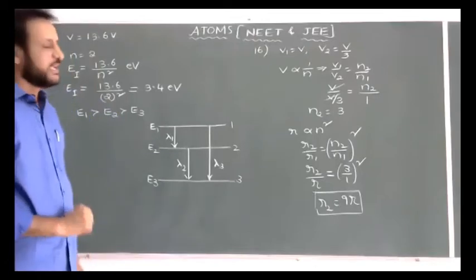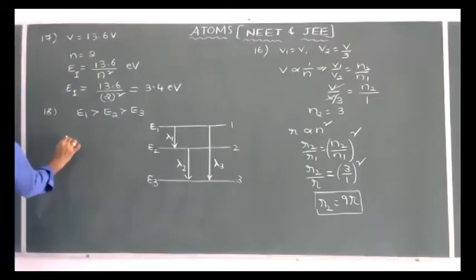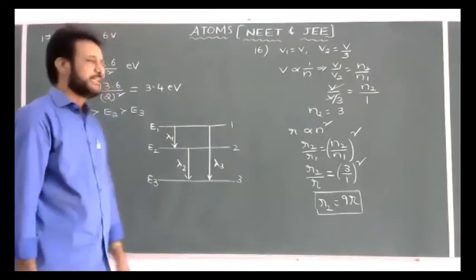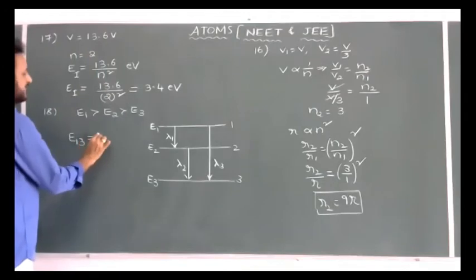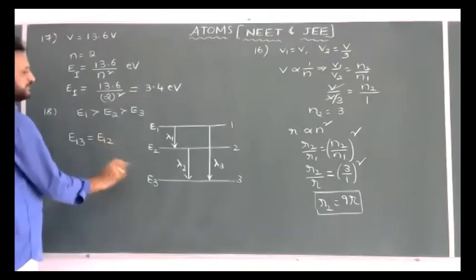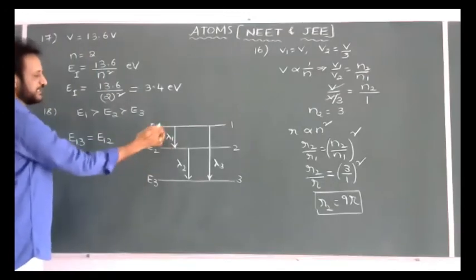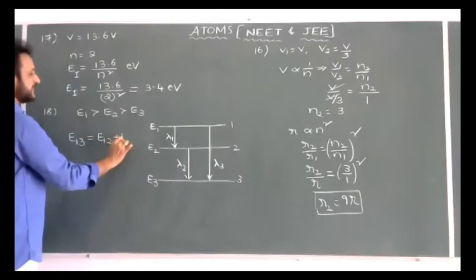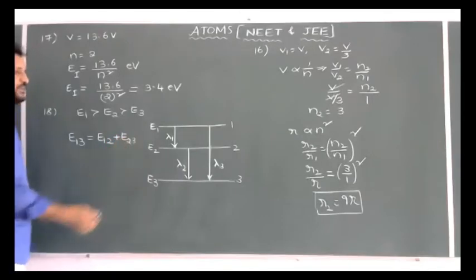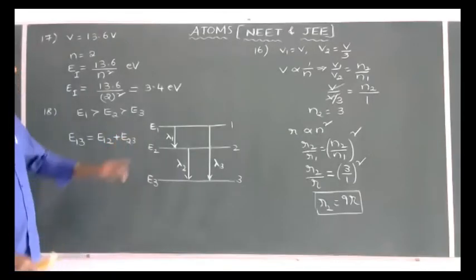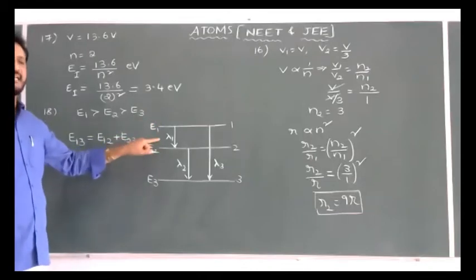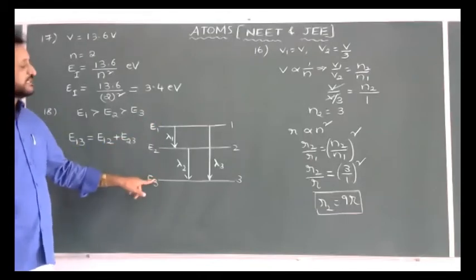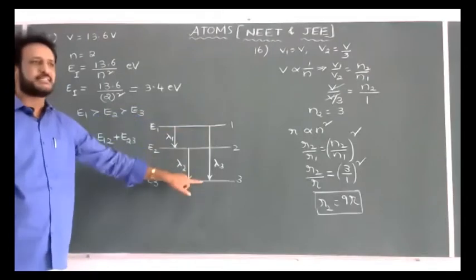Correct relation. Whenever the electron jumps from the first to the third orbit, I'll take the energy difference as E13. It must be equal to E12, the electron jumping from the first orbit to the second orbit, plus E23. So if you add the energy difference between the first and second orbits and between the second and third orbits, it must equal the energy difference between the first and third orbits.